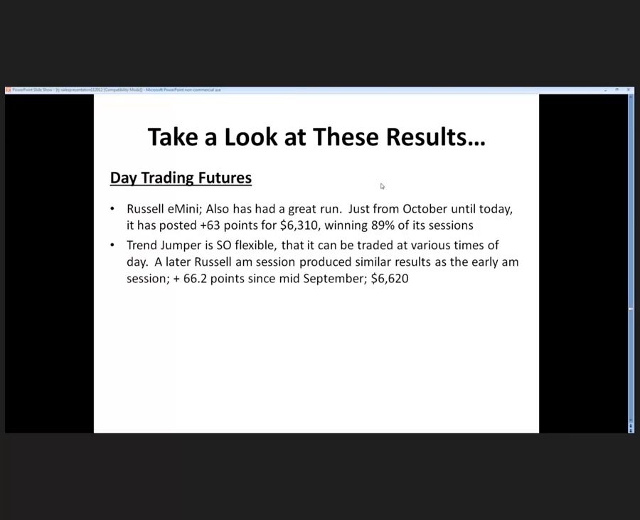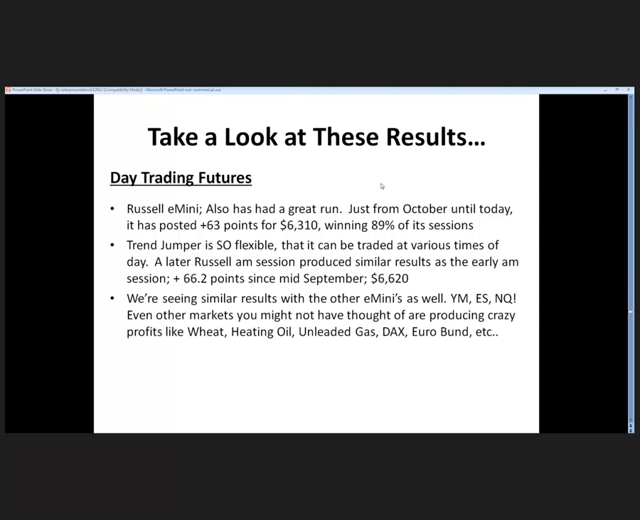And it's so flexible, you can trade, like we mentioned, any time of the day. We also looked at, in this case, a later Russell, like a later session, kind of a session 2. And since mid-September, again, a little less movement as you get a little bit later in the session, but still tremendous opportunity. So the idea is you can really make this conform to the time of day or even night, depending upon where you're located, with a variety of different markets. And it's not just the Russell E-mini. The Dow E-mini, which is the YM, the S&P E-mini, which is the ES, the NASDAQ E-mini, which is the NQ. You like one of those better? You prefer one of those? Not a problem.